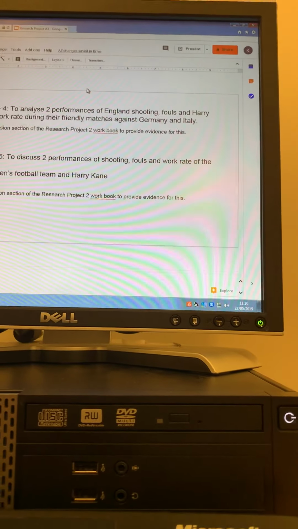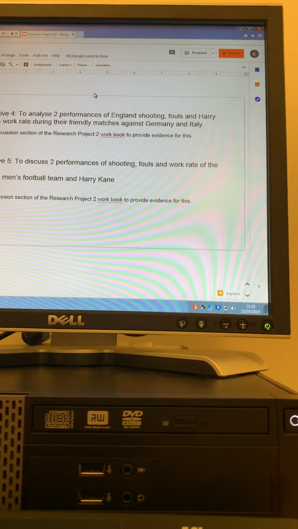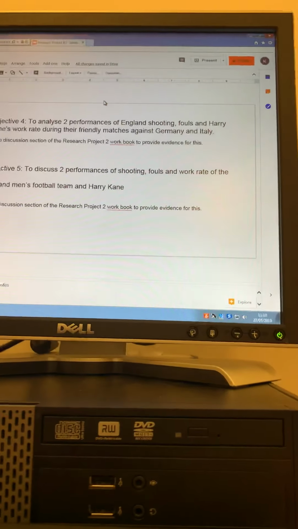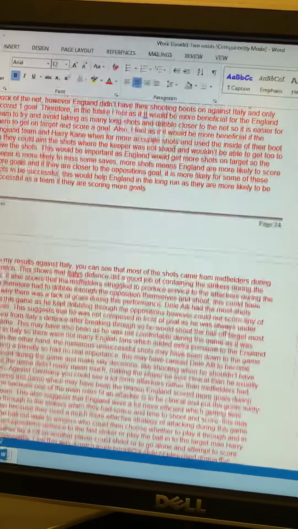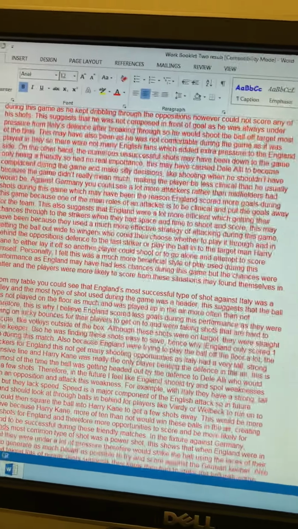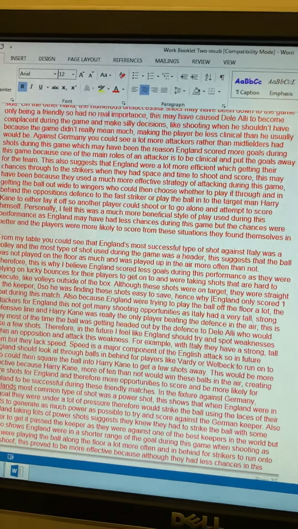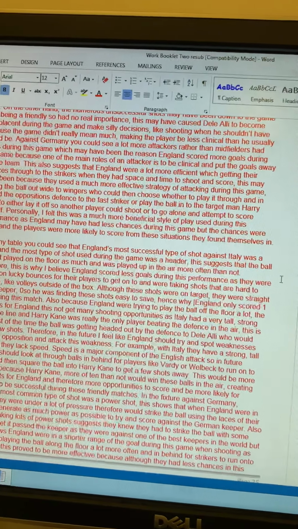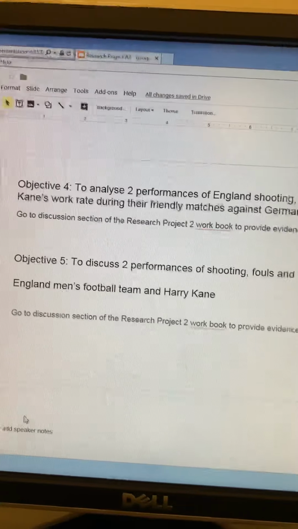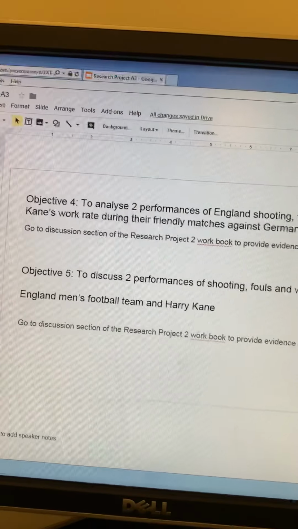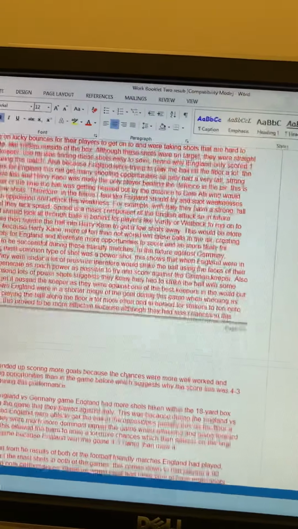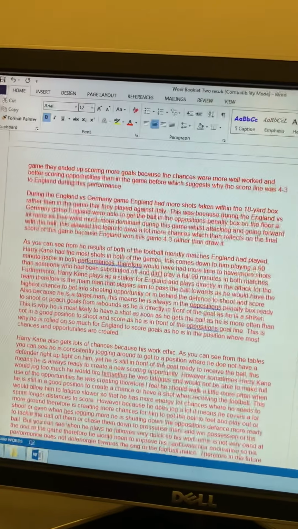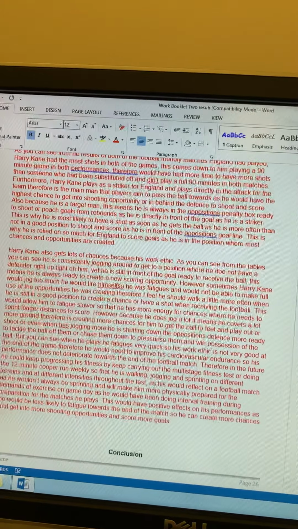The fourth objective was to analyse two performances of England's shooting, fouls and Harry Kane's work rate during their friendly matches against Germany and Italy. Here in the discussion section of my research project booklet, you can see these. It shows me discussing the analysis of the two performances of the shooting, fouls and work rate in both the games. You can also see this in my research project work booklet 2.